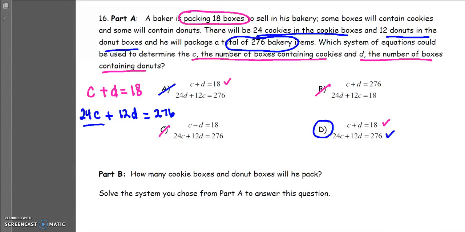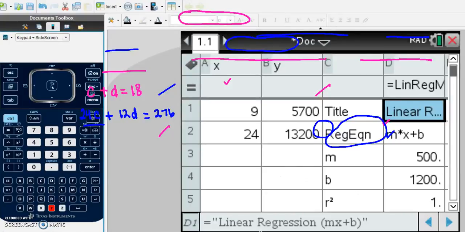But then look at part B. It says how many cookie boxes and donut boxes will he pack? So again, we can take this information right here, these two equations, and we can type them into our calculator. So let me pull that up.